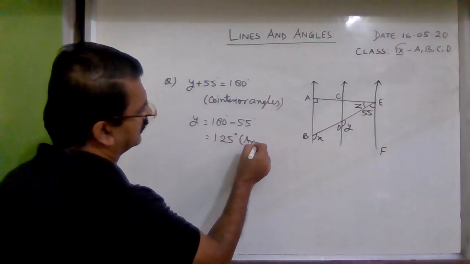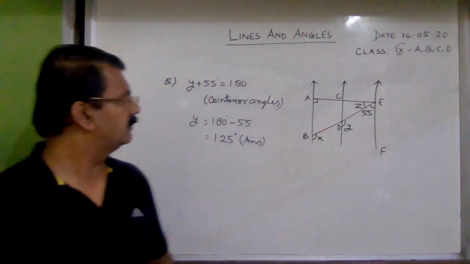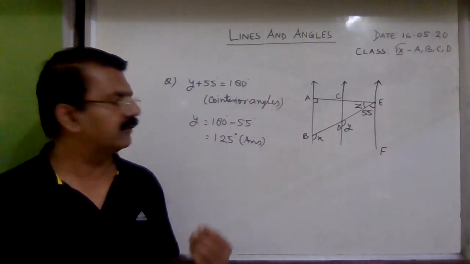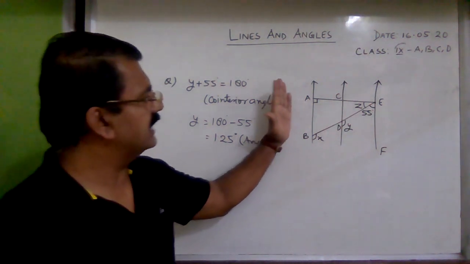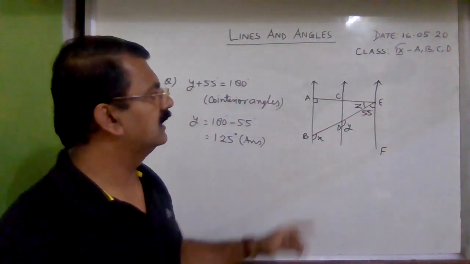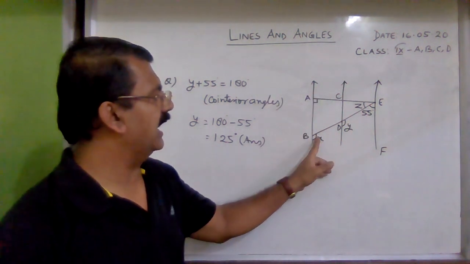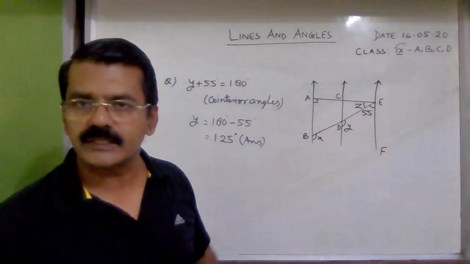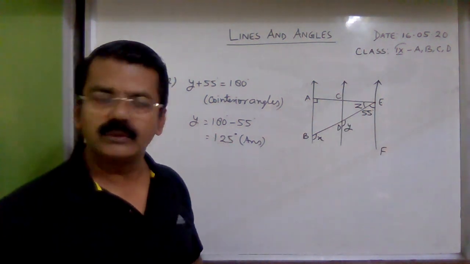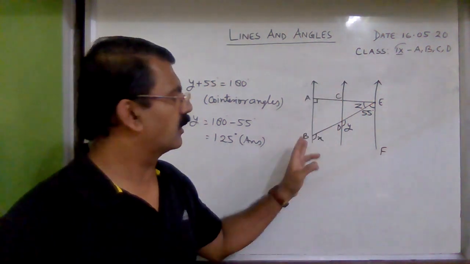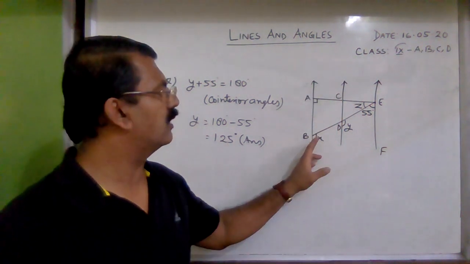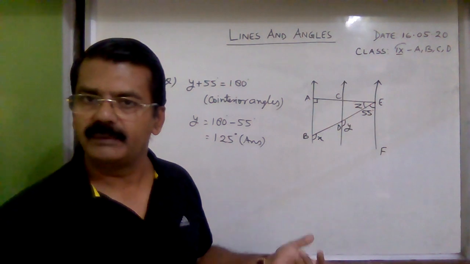So this is the answer to one of the parts. Y will be equal to 125 degrees. Clear? Now you see, as AB and CD are parallel, this angle X and angle Y are corresponding angles. And I told you that when the lines are parallel, the corresponding angles are equal. So the value of X and the value of Y will be equal.